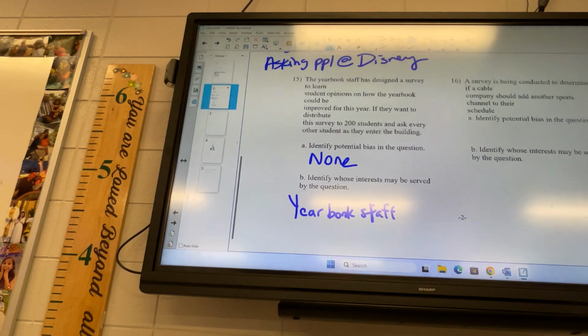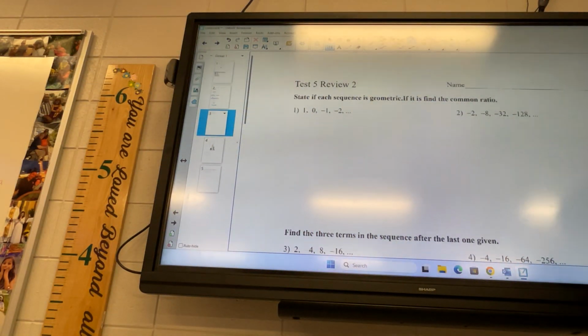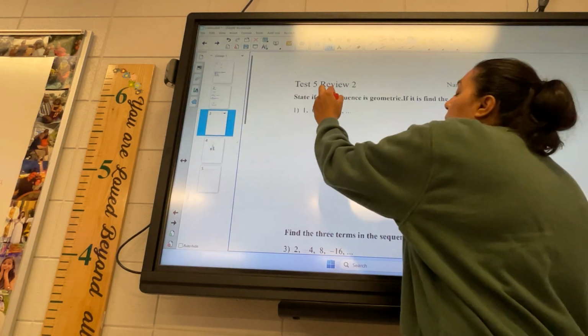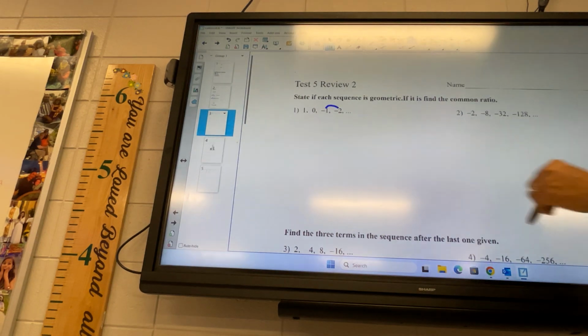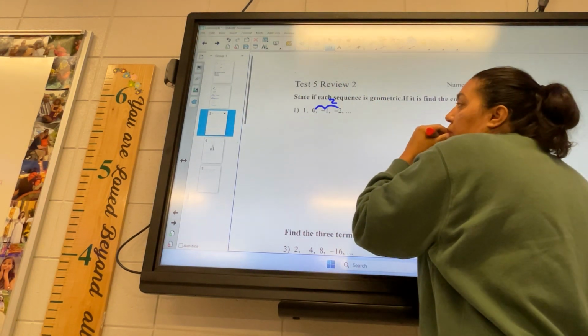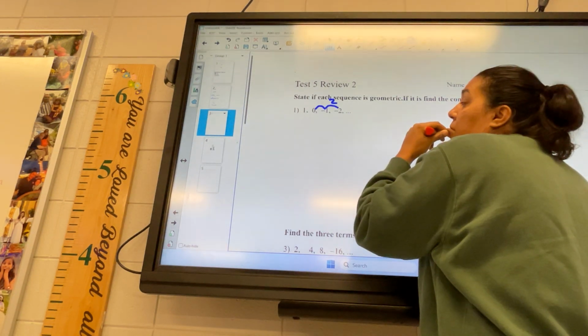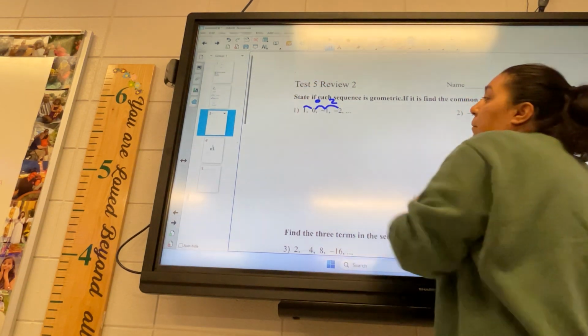State each sequence, if it's geometric, find the common ratio. Okay, so you're going to take the front number and divide it by the number previous and keep doing that. Okay, so -2 divided by -1. 2. Okay, -1 divided by 0. Huh? 0? Yeah. 0 divided by 1. 0.